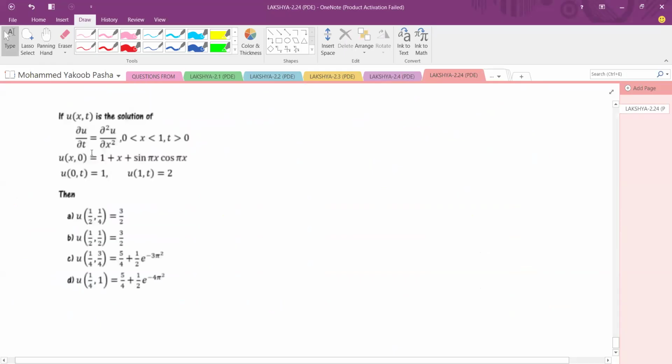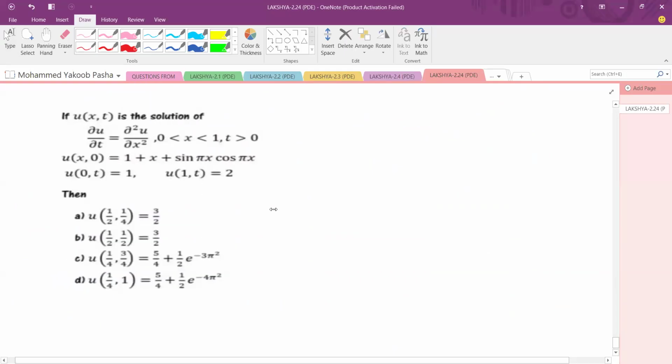And paste here and increase the size. If u of x comma t is the solution of the dou u by dou t is equal to dou square u by dou x square, 0 less than x less than 1, t greater than 0, and u of x comma 0 is equal to 1 plus x plus sin pi x cos pi x, and the boundary conditions, u of 0 comma t is equal to 1, u of 1 comma t is equal to 2. Then we have options here.